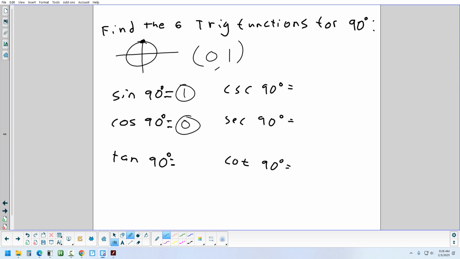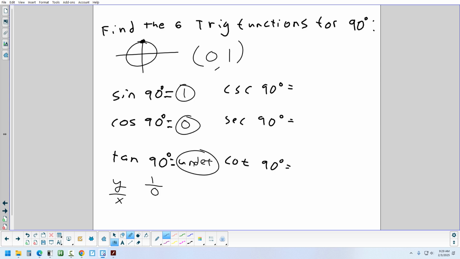My tangent. What's the formula for tangent? Yep. Y over x. So in this case, it's what over what? 1 over 0. We've got to write down what that is. What do you get if you do 1 divided by 0? You can't divide by 0. So we say undefined. The tangent of 90 is undefined. Can't do that one.